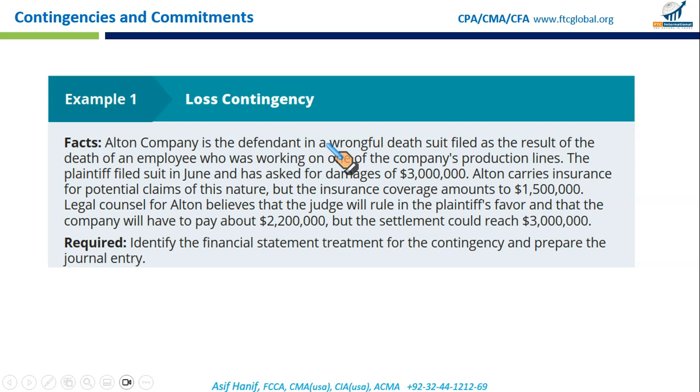Alton Company is the defendant in a wrongful death suit filed as the result of the death of an employee who was working on one of the company's production lines. The plaintiff filed suit in June and has asked for damages of $3 million. Alton carries insurance for potential claims of this nature, but the insurance coverage amounts to $1.5 million. Legal counsel for Alton believes that the judge will rule in the plaintiff's favor, the plaintiff being those who have filed the case against us, we are the defendant, and that the company will have to pay $2.2 million, but the settlement could reach $3 million. Identify the financial statement treatment for the contingency and prepare the journal entry.